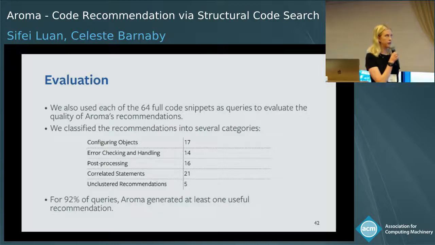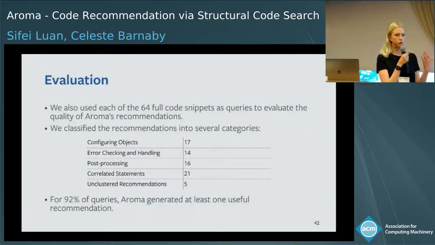We also ran Aroma searches using the full 64 code snippets as queries to look at the quality of Aroma's recommendations and see if Aroma thought there was anything else we should add to these code snippets. We classified the recommendations into the following 5 categories.